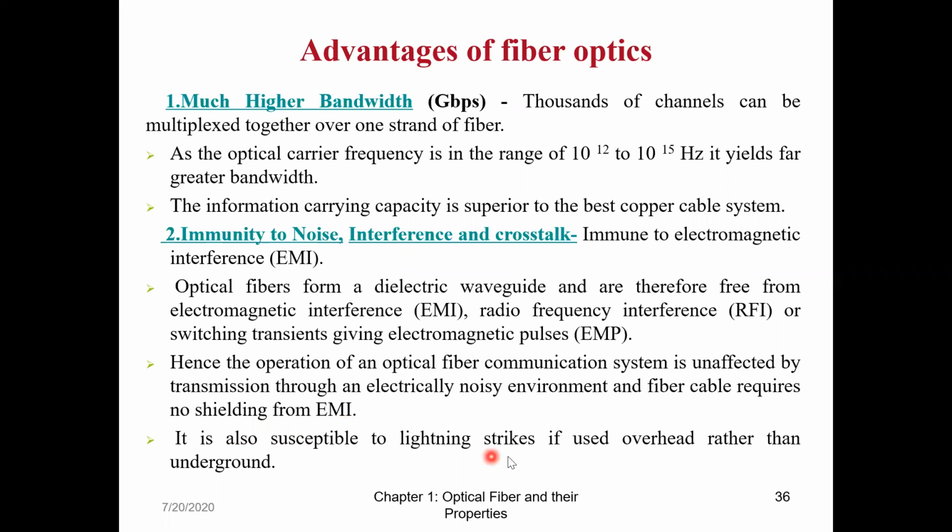Also, it is not susceptible to lightning strikes if used overhead rather than underground. See, now the trend is usually we lay down the fiber optics cable underground. But there might be a possibility that the transmission wires are over the dividers, there are some transmission wires on the road. So on the top also, we might place the fiber optics cable because it occupies less space. If there is some lightning problem, usually it catches fire. But fiber optics is not susceptible to lightning strikes. So this is also one of the biggest advantages. This is point number 2.